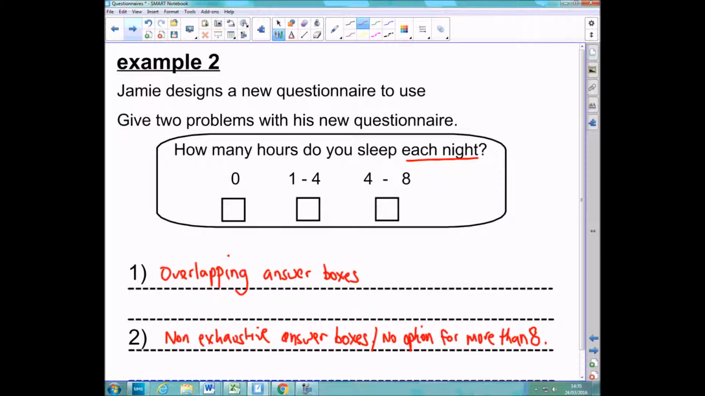Okay, so when you're actually designing your questionnaires, make sure that you've got a box which is 8+ on there, all right? So a lot of people get taught to put other, but really what we're looking for is an 8+ box, just to make sure we cover every single possibility.